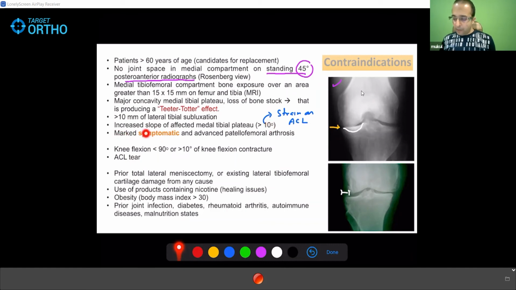Okay, then symptomatic advanced patellofemoral arthrosis. Now here the word advanced is not important. Generally everyone has advanced patellofemoral arthrosis. When one compartment, medial or lateral, goes, the patellofemoral goes first, because patellofemoral arthritis predominates. But yes, the word here is symptomatic.